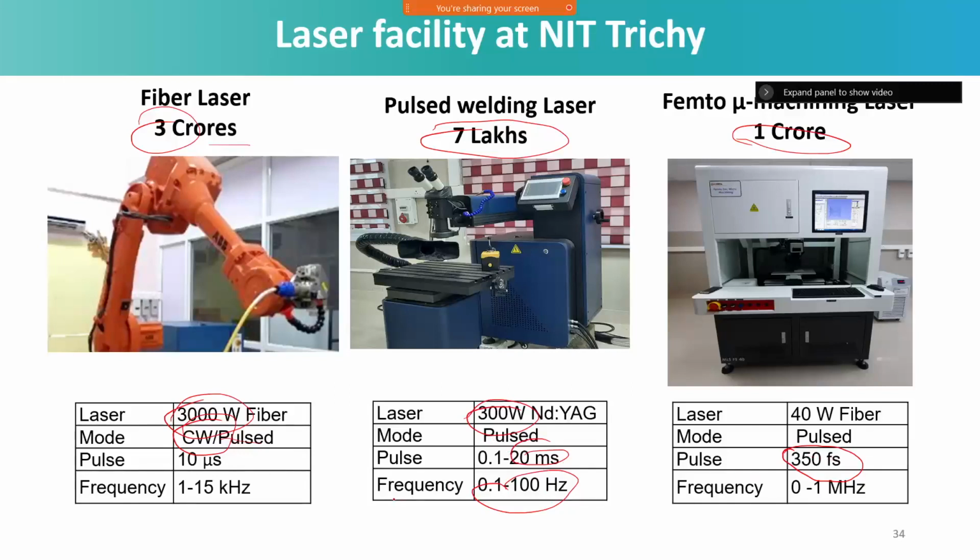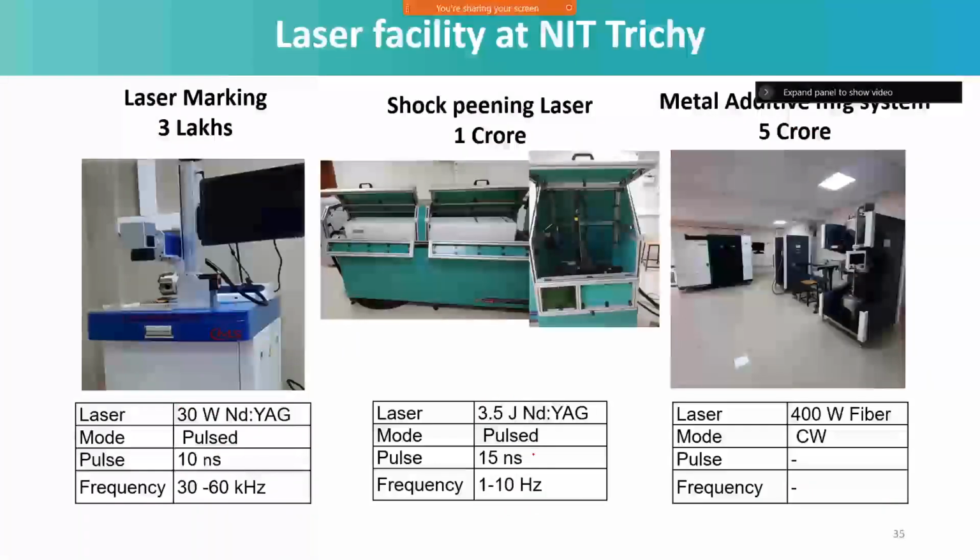And the frequency also has a huge variation. Here, if you are modulating that continuous wave beam, you get 1 to 15 kilohertz, but here you are going in only hertz up to 100, and you can go up to megahertz. And the laser marking system gives pulses in nanoseconds, in the range of 30 to 60 kilohertz, with laser power at 30 watts. And here you can see carefully that the frequency is only 1 to 10 hertz, so that you can get a higher energy density.